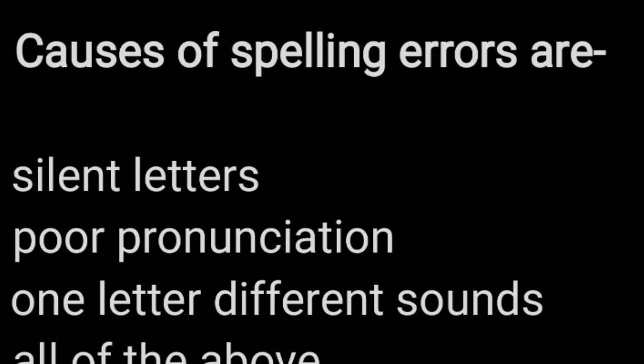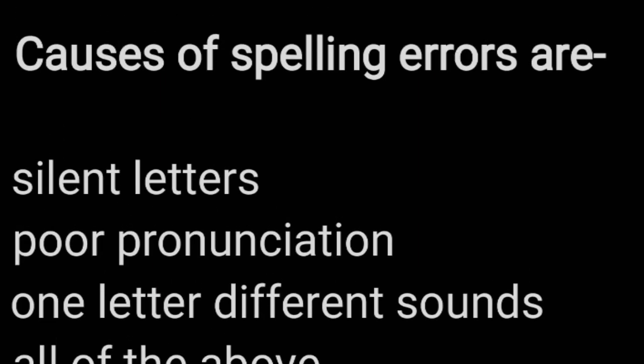Coming to the last question, causes of spelling errors are option A, silent letters, option B, poor pronunciation, option C is one letter different sounds, and option D is all of the above. So causes of spelling errors are all of the above.